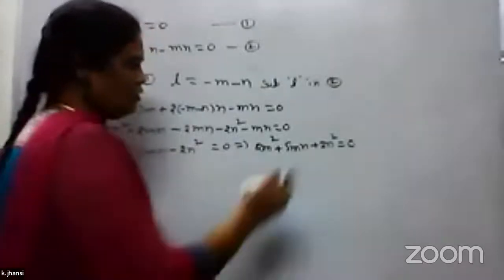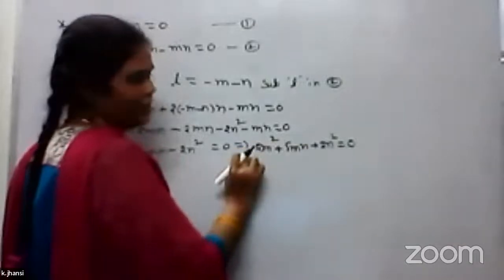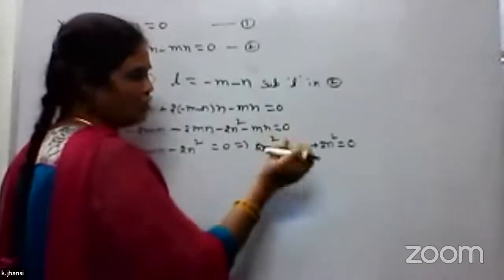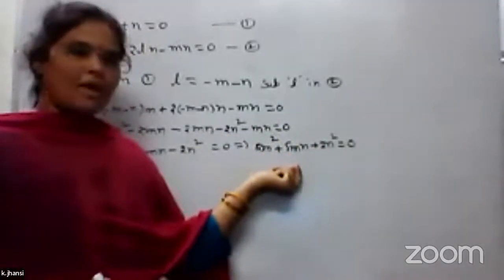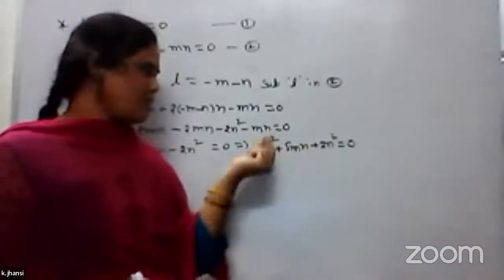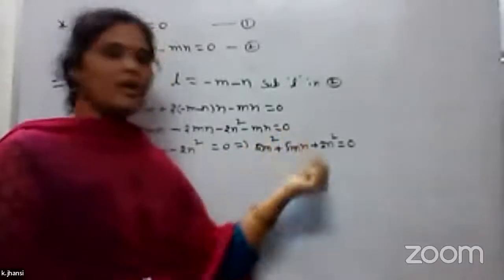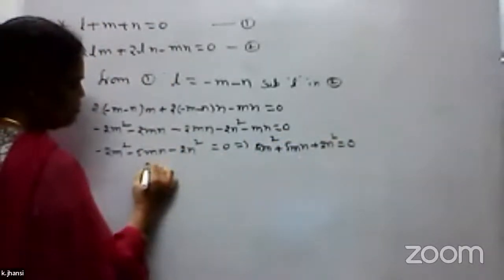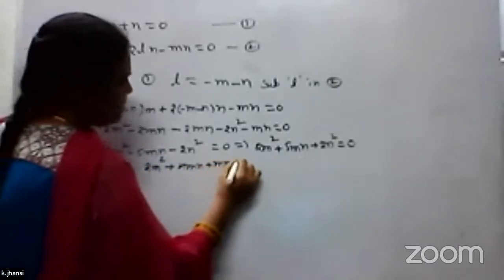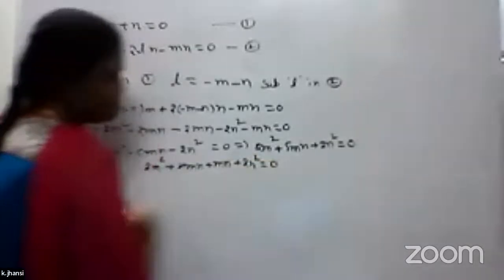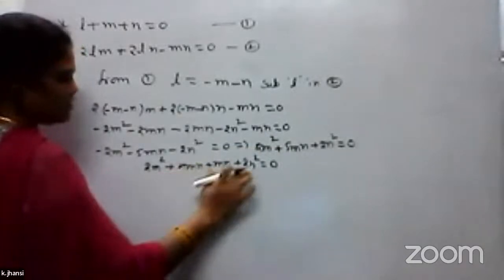So factorization you will do, no? When you do multiplication of two numbers, you have to get the a and c value. When you do the addition of those numbers, you have to get the middle part here. So 4mn plus mn, you will get this one, and 4mn into mn you will get 4m square n square. Okay. So it is 2m square plus 4mn plus mn plus 2n square equals to 0. When you add this, you will get the middle part. When you do the multiplication of this one, you will get this one.